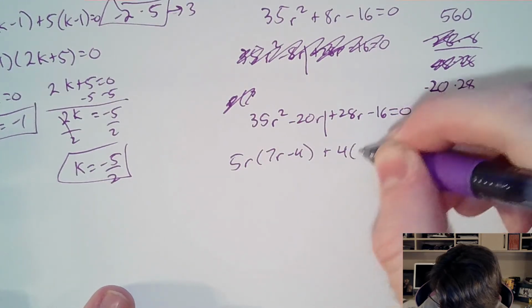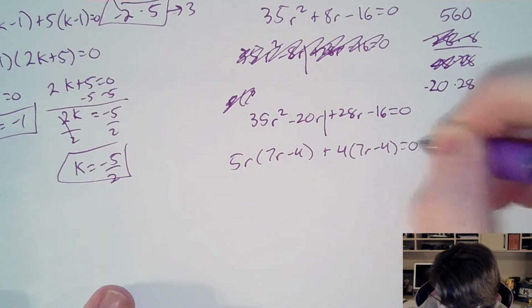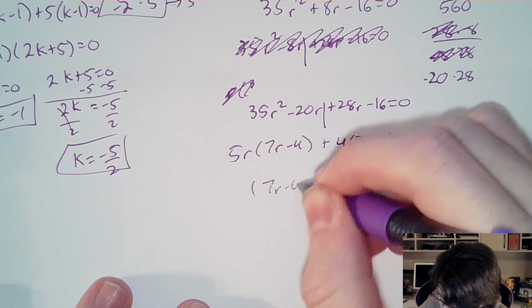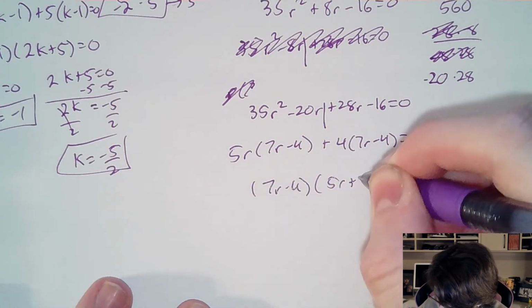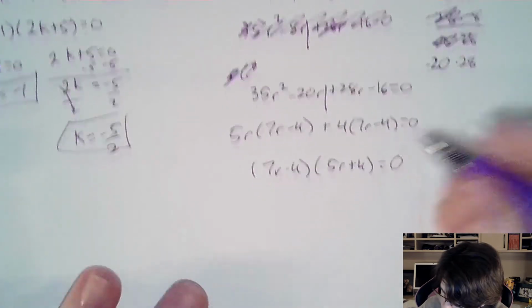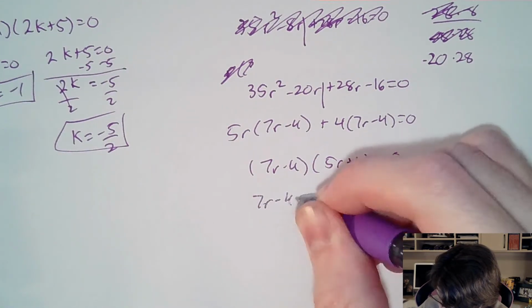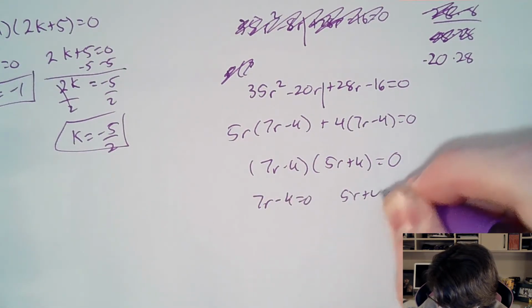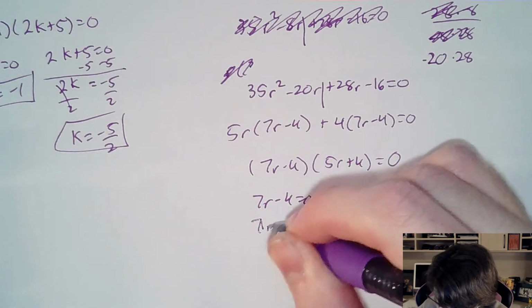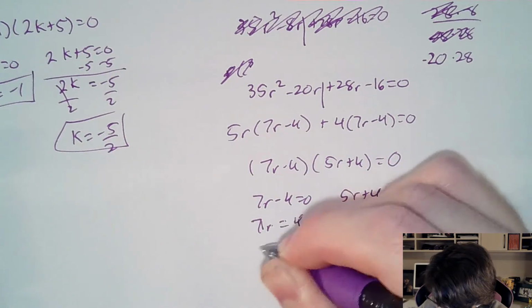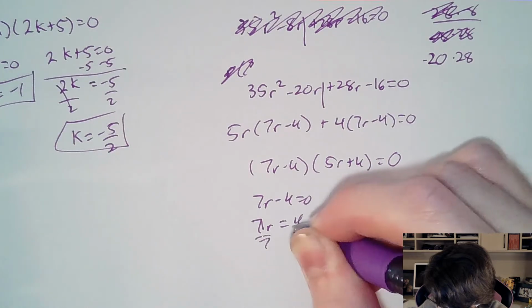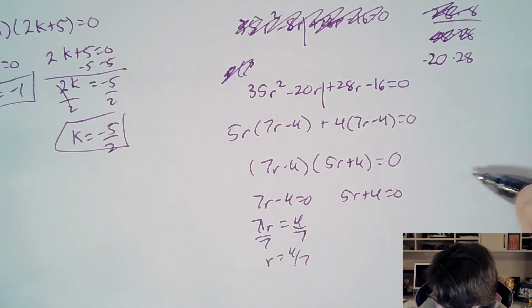On these two, 4, we're going to get 7r minus 4 again, and that's going to give us 7r minus 4 multiplied by 5r plus 4 equal to 0. We got 7r minus 4 equals 0, and 5r plus 4 equals 0. 7r equals 4. Divide both sides by 7. r is equal to 4 over 7.